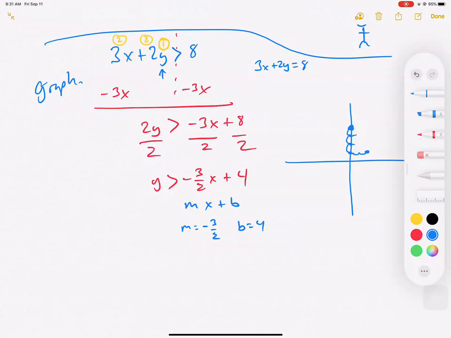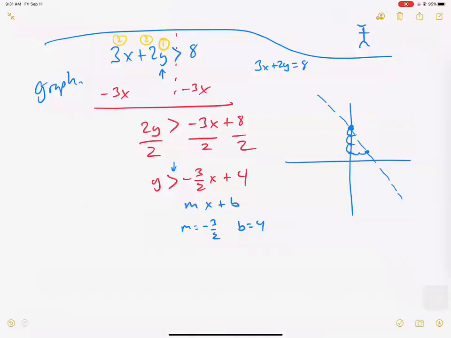And we have the follow-up question now. Would this be a solid or dotted line? Solid or dotted line? If you look here, remember, that's not equal to. That is greater than, strictly greater than. So it's going to be a dotted line. Follow-up question is, would I shade above or below? Y is greater than this line. Y is greater, so put your pencil on the line. And Y is greater means I'm going to be on top.